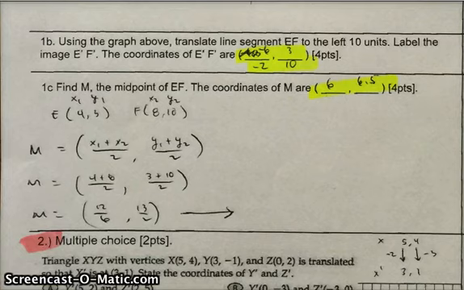Question 1B. Using the graph of... Oh, no, that's 1B. 1C. Find M, the midpoint of EF. The coordinates of M are... The answer is 6, 6.5, or if you use 13 over 2, it's fine. Some students actually use the graph.